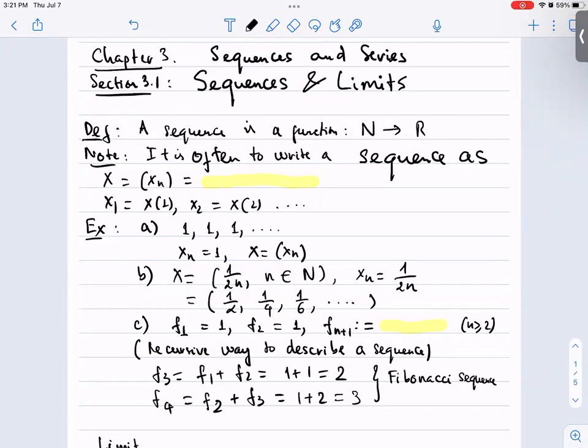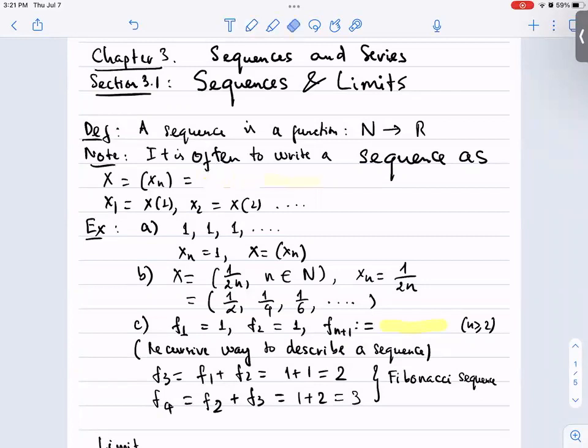A sequence is essentially just a function from the set of all natural numbers to the set of real numbers. Remember, we spent the whole chapter 2 discussing this set of real numbers. We note that a sequence is often denoted by the following notation: X denotes a sequence of elements called Xn.